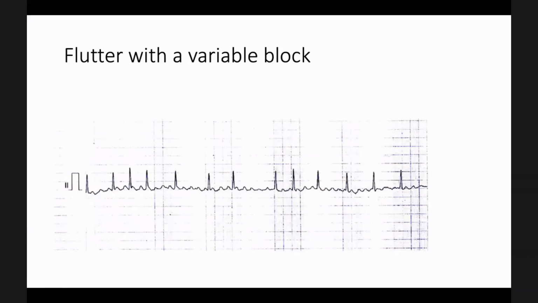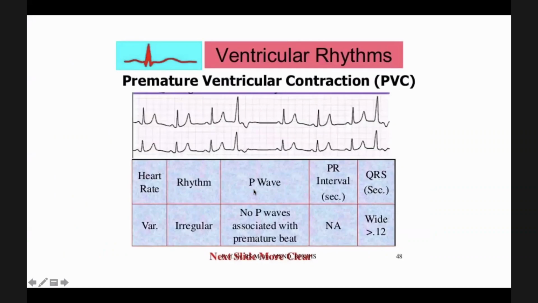When there's a flutter, it could be regular, or sometimes flutter could be irregular as well. If it's a regular flutter, the rhythm is regular and the pulse is also regular. But when the flutter is associated with a variable block, the RR interval is irregular. So how do you differentiate it from atrial fibrillation? Here you see the sawtooth appearance in between. These are not fibrillatory waves, but flutter waves. Management is more or less the same.